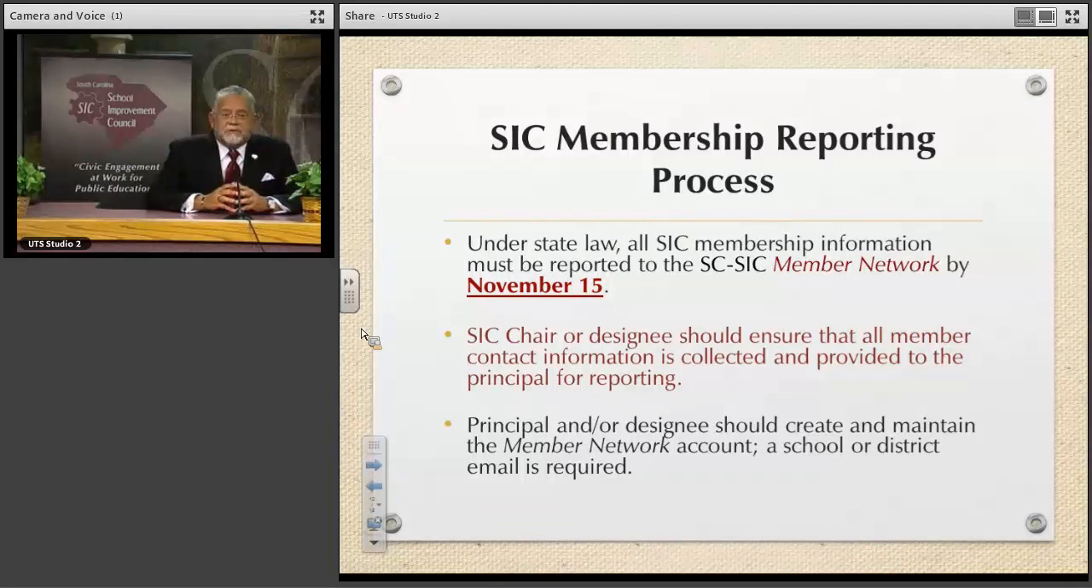The next step is to create an account for the school on the member network and obtain an account password. Because only individuals with a school email address can open an account, it's ultimately the responsibility of the principal to see that this task is completed. Then the principal or a designee can use the password to access the account and enter the required information.